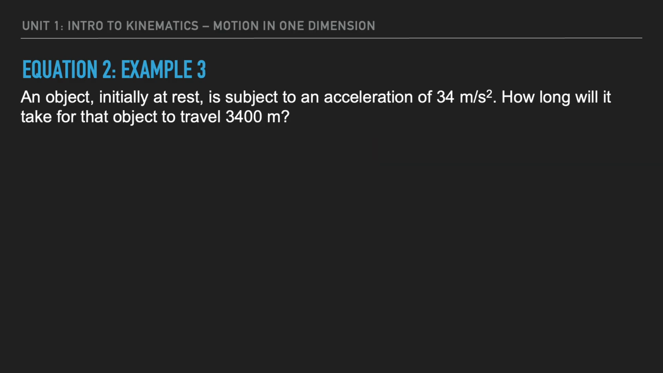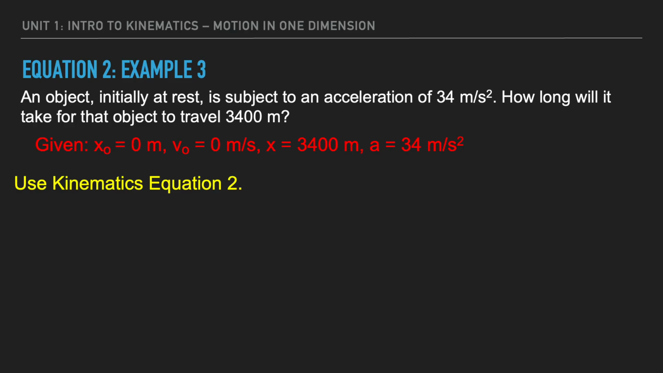Next example: an object, again at rest, accelerates for a little bit. How long will it take to travel 3,400 meters? So this is a long distance of accelerating. Maybe it's a train or a plane or something. Here are my givens. Once again, starting from rest, the velocity is 0. The initial position is 0. Then I have the distance traveled and the acceleration rate. Using kinematic equation 2, I'm using the d form again.